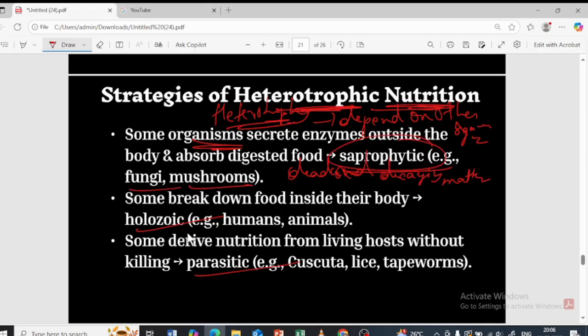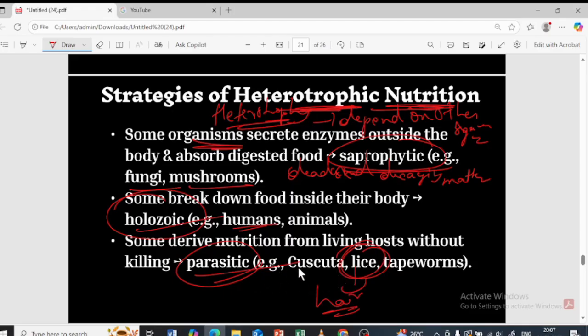Holozoic nutrition, in the sense, what do we human beings do? We take in the food first, then we bite it, and it is passed through the alimentary canal, then it is digested there, right? So the breaking down of the food that takes place inside the body, we call holozoic nutrition. What is parasitic nutrition then? Parasitic in the sense, without killing the organism, some organisms derive the nutrients. For example, lice, which is present in the hair, causes itching in the hair, isn't it? So this lice present in the hair will absorb the nutrients from your body, but it will not kill you, isn't it?